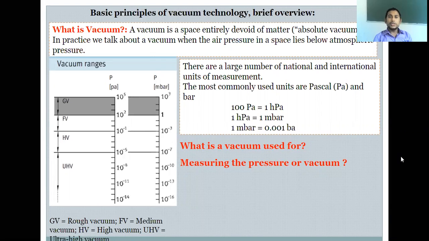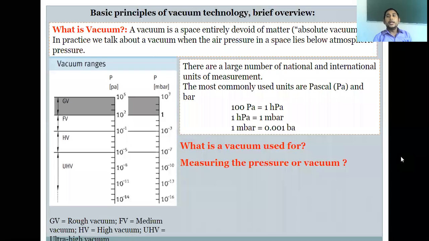So my first question is: what is meant by vacuum? What is the definition of vacuum? Vacuum is a space entirely devoid of matter, or we can say absolute vacuum. That is the definition of vacuum.